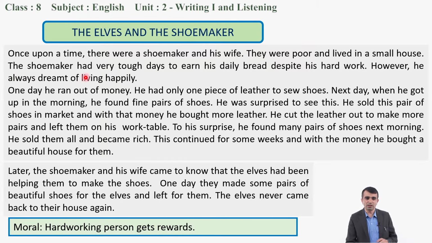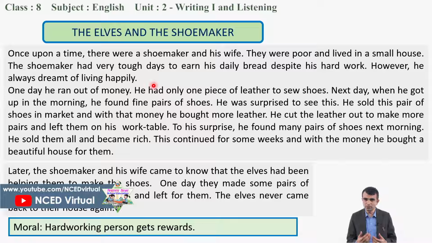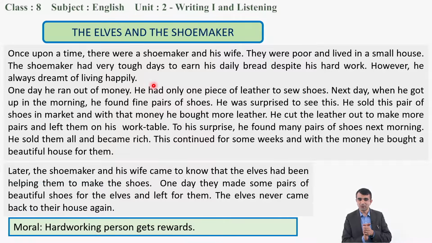Now the shoemaker had very tough days to earn his daily bread despite his hard work. However, he always dreamed of living happily. Now his dream here is conflict. He is poor, he has a dream. Is it? Okay. Now this makes the story develop ahead.